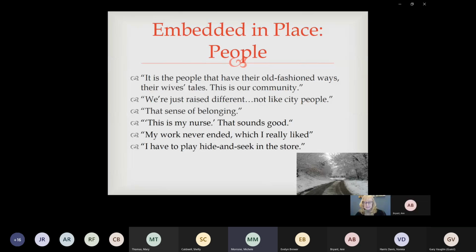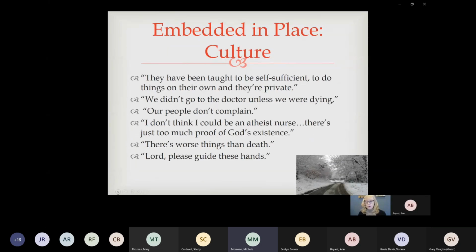One said, "I play hide and seek in the store. I'll see people turn around and go the opposite way. It's not that I don't like them. They see you and you're a nurse and they know you know, so you think you should be able to tell them stuff." The culture is embedded in place.